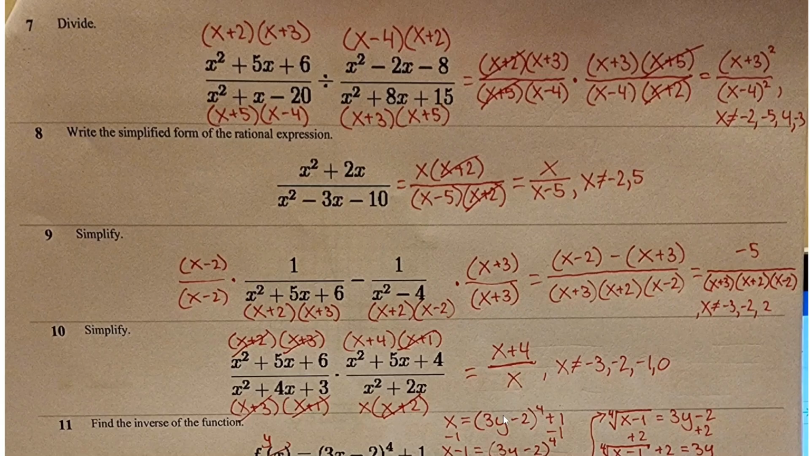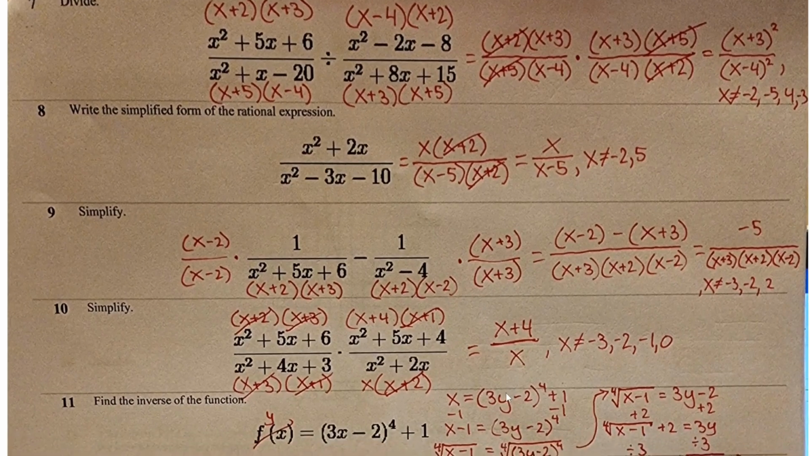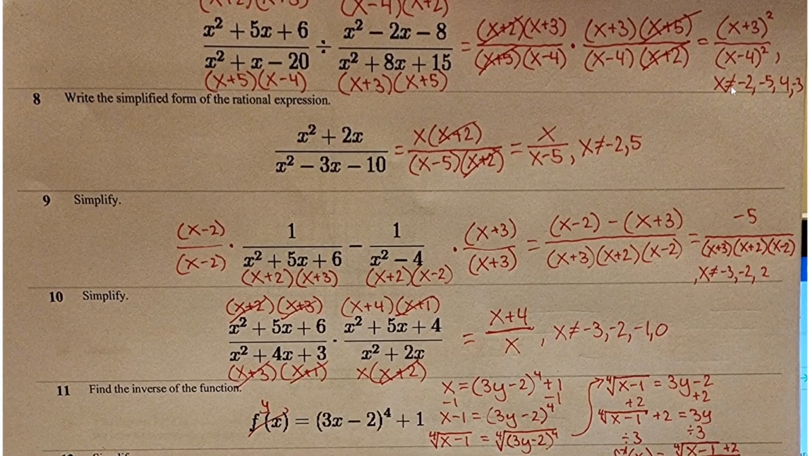And we have some excluded values. X cannot be -2, X cannot be -5, X cannot be 4, and it also cannot be -3, and I'll point those out. Let's see. -5 because of X plus 5, +4 because of X minus 4, -2 because of X plus 2, and then -3 often overlooked because it's in the numerator, but on the original, it was in the denominator. We do have to include that one because even in the original, you can't have a 0 in the denominator.